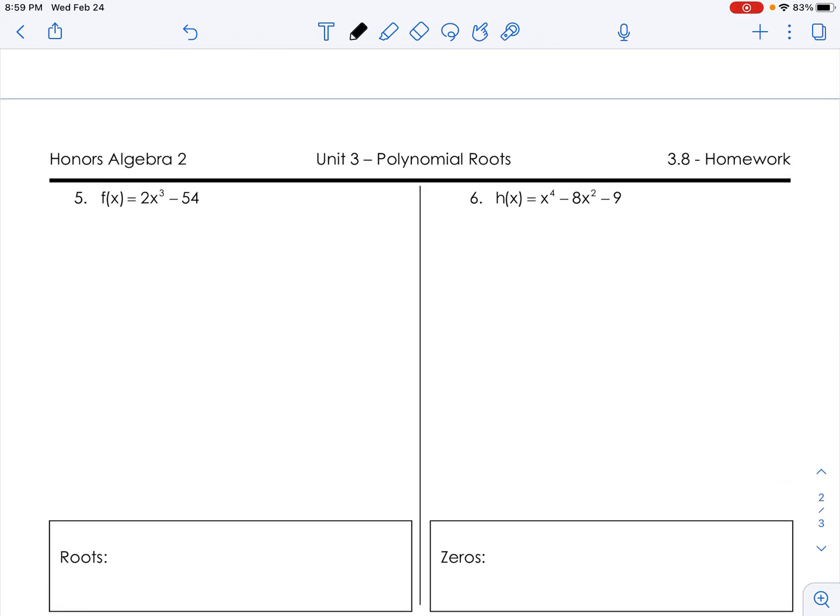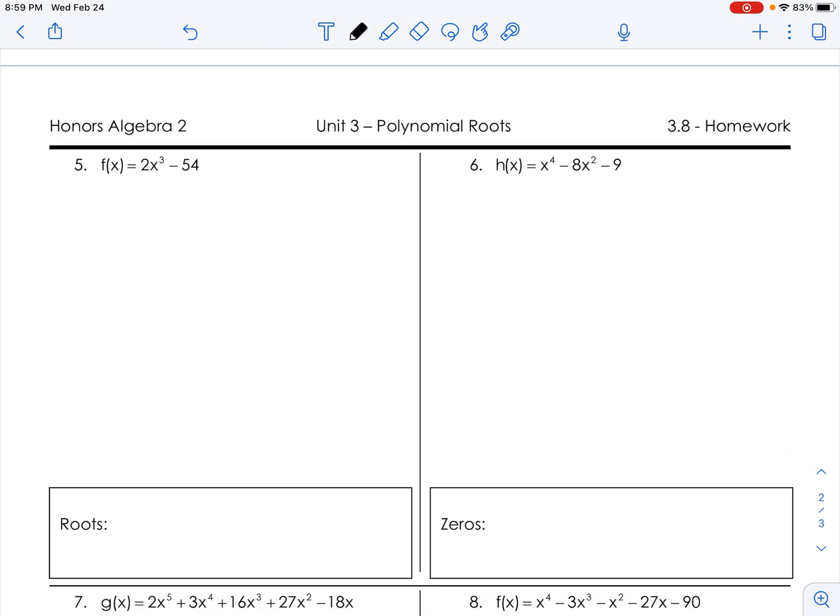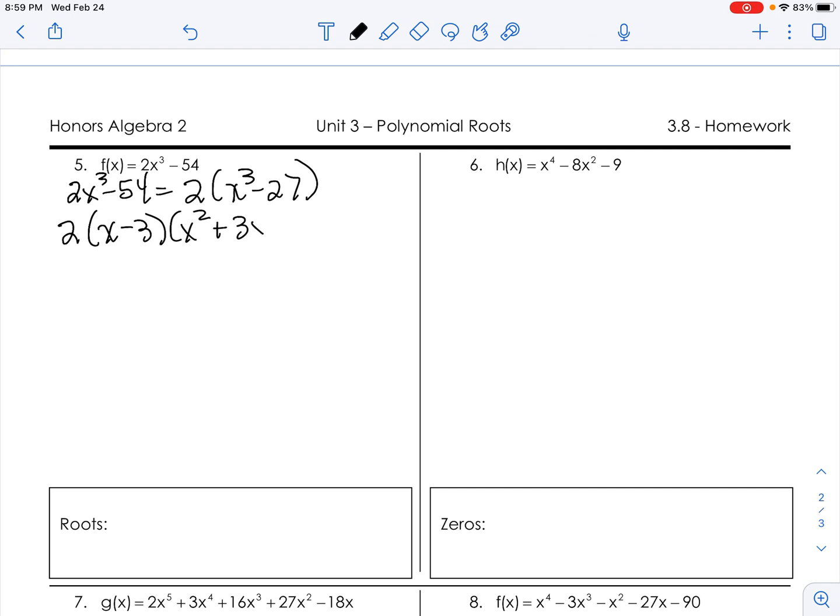All right, number 5. Number 5 is a cubic, but it is the pattern that we use for factoring, okay? So 2x cubed minus 54 becomes 2 times the quantity x cubed minus 27. So 2 times (x minus 3)(x squared plus 3x plus 9). 2 doesn't equal 0, so we just forget about that guy. X equals 3, and then back to the quad formula.